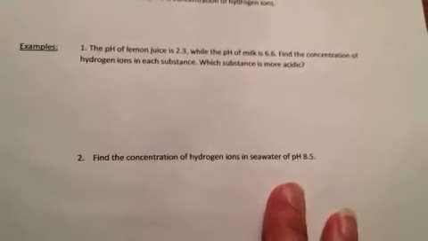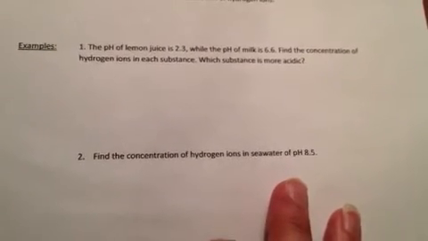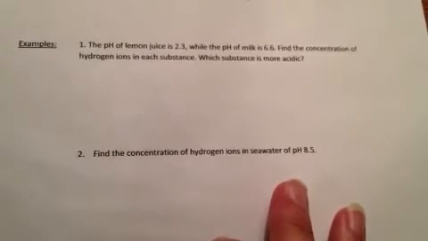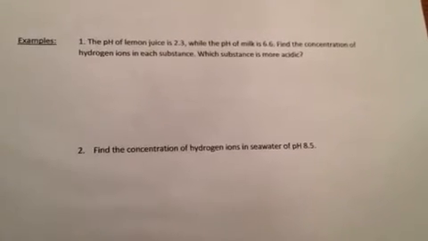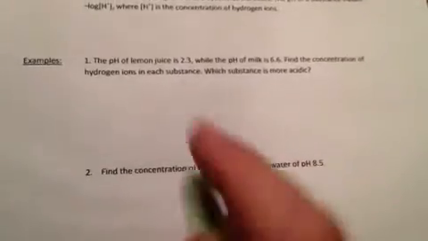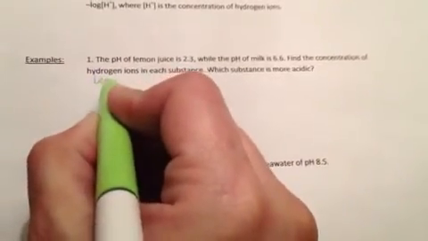Okay? An example of this would be, we have the pH of lemon juice is 2.3, while the pH of milk is 6.6. We're being asked to find the concentration of hydrogen ions in each substance and then determine which substance is more acidic. So in order to do that, we're first going to use that for starting with the lemon juice.